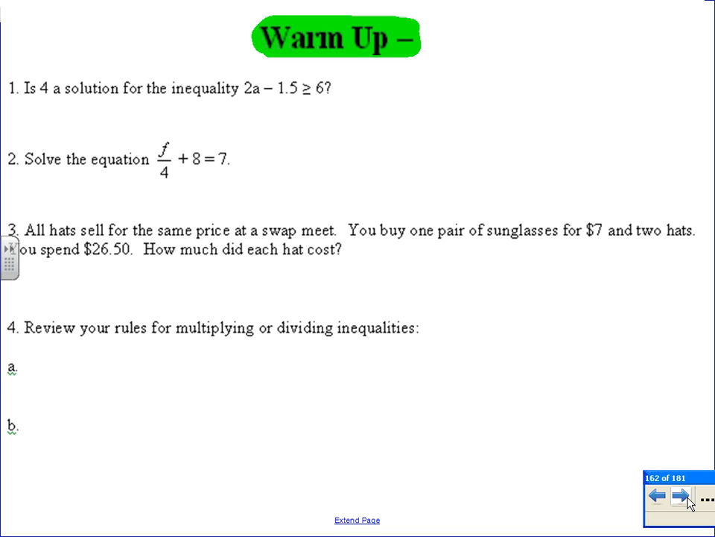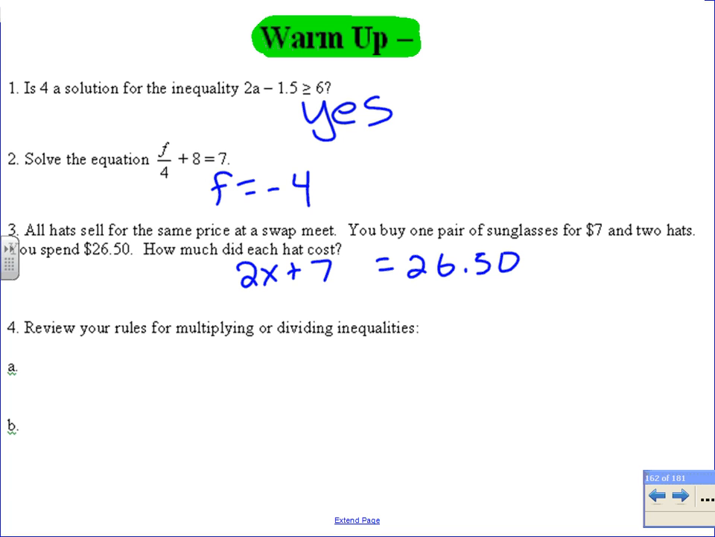Okay, so number 1, I just need a yes or a no. Adam? You are correct. Number 1 is yes. Number 2, I just need an answer. Now, they were throwing equations at you, so just so you remember how to do this. Sean? Good. F equals -4. Number 3, I need an equation and an answer. Doug, equation and an answer. Awesome. And let me have someone else do the answer, okay? Matt? Good, and that was per hat.